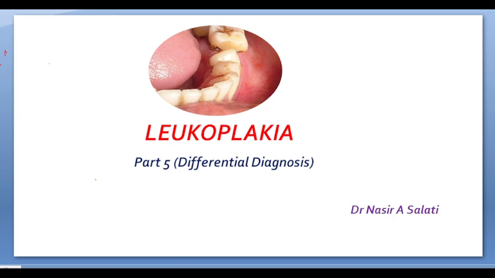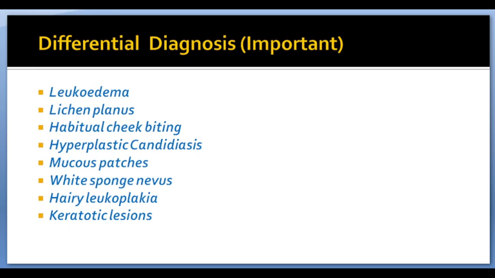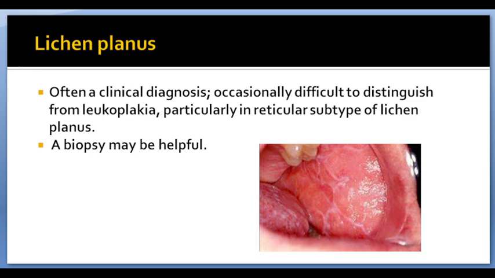Coming to differential diagnosis of leukoplakia, the lesions which resemble leukoplakia are leukoedema, lichen planus, habitual cheek biting, hyperplastic candidiasis, mucous patches, white spot nevus, hairy leukoplakia, and keratotic lesions.